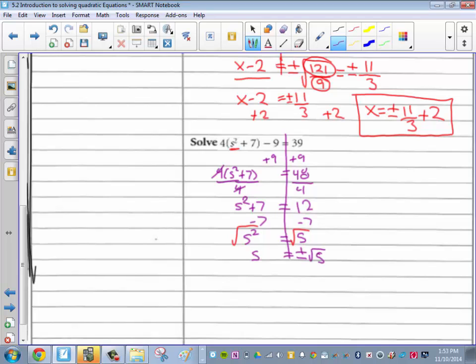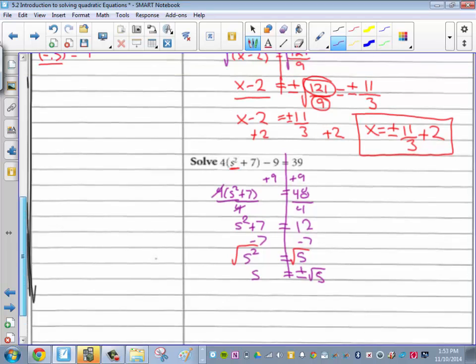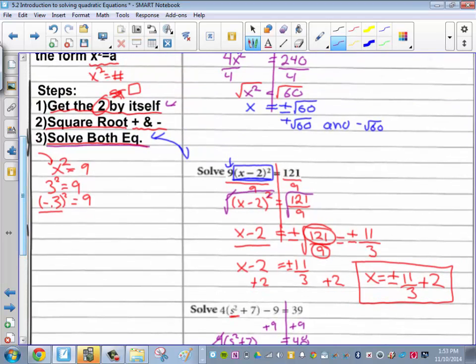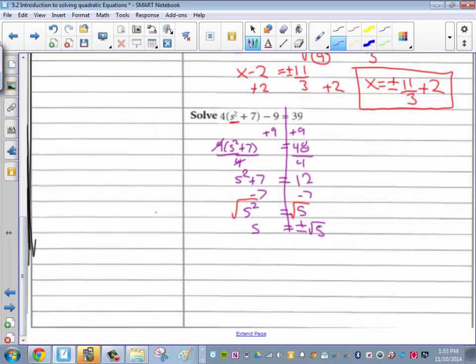In this situation, there's no more solving that needs to be done. We don't have to do this last part right here, solve both the equations. So we are done with this one. Box it. Sorry, my s's look like 5s, don't they? I know what you're all saying, that this totally looks like that. But this is my s and this is my 5. I'll try to make it stand out a little bit more there.